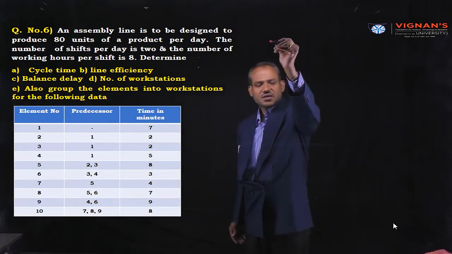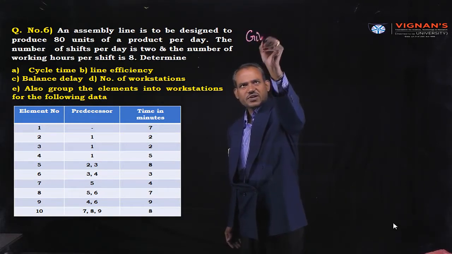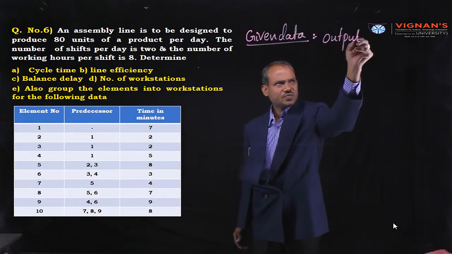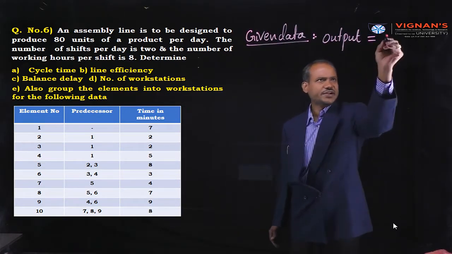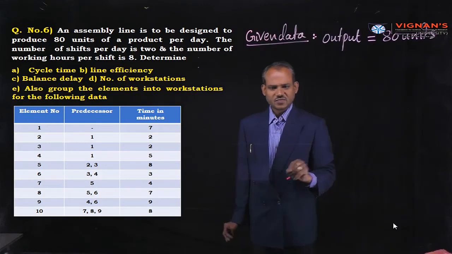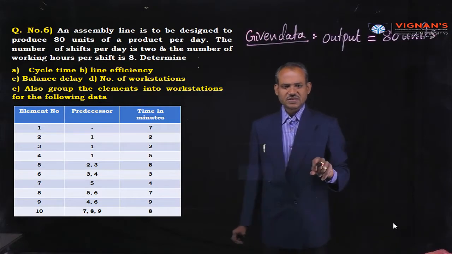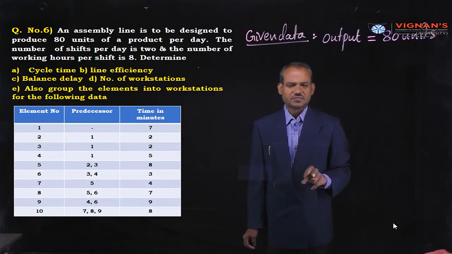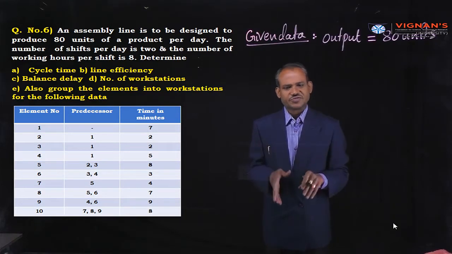First of all, write the given data, that is, put the heading Given Data. Output produced in one day is equal to how much? 80 units. Next, observe the next sentence. The number of shifts per day is 2. 2 shifts are working in a day. For example, a company works for 2 shifts.